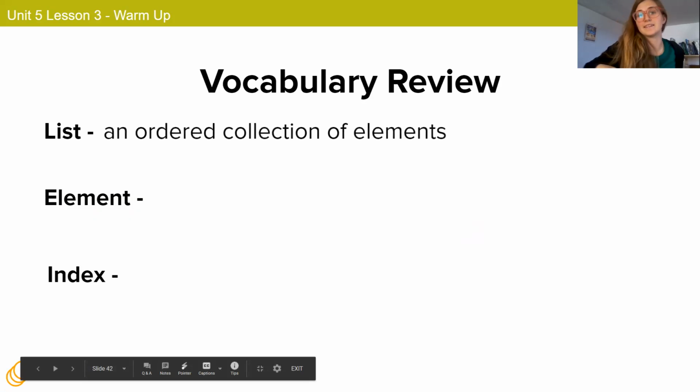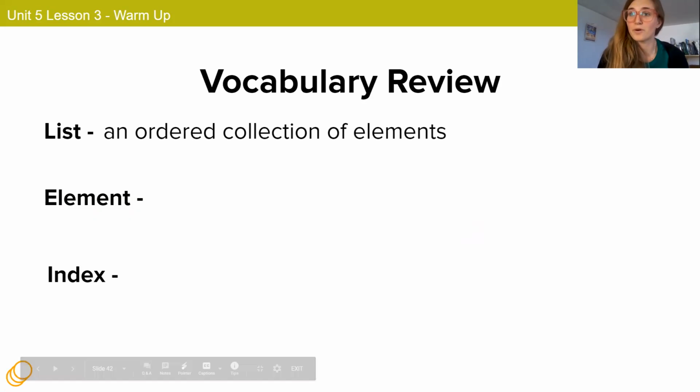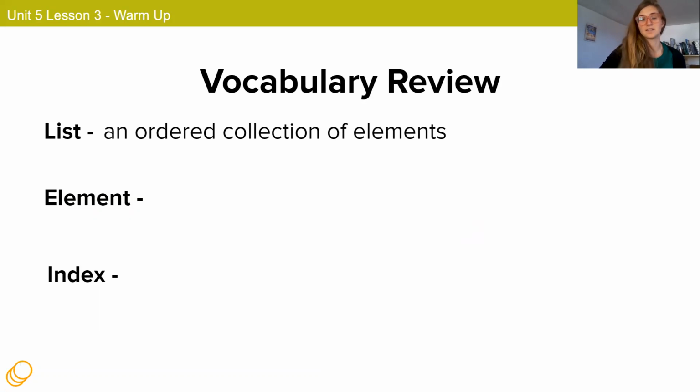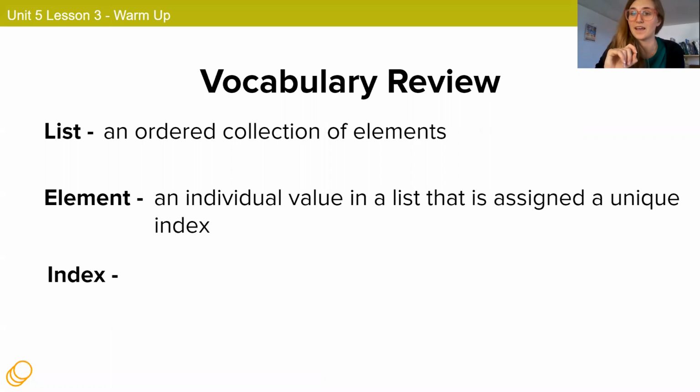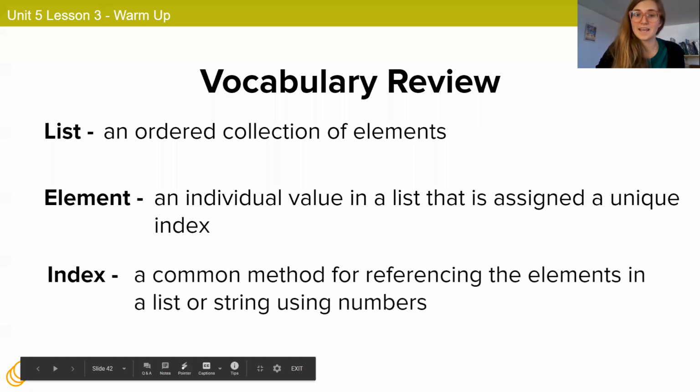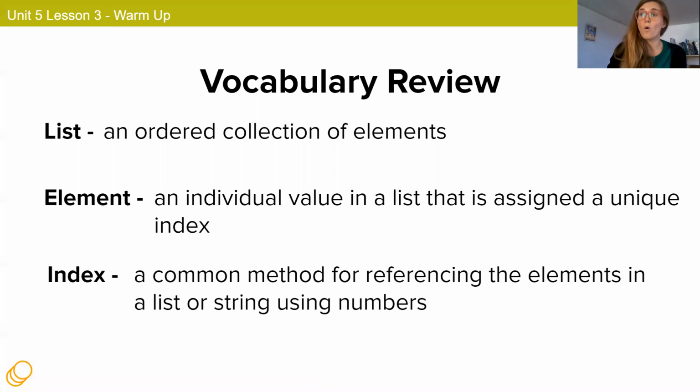So we first have list, which is pretty simply an ordered collection of elements. Element is an individual value in a list that has a unique index. Okay, so lists are made up of elements. And the index is that common method for referencing the elements in a list or a string using numbers. So remember, in a list made up of elements, the index is the numbering system. And we always start at 0 and go up.